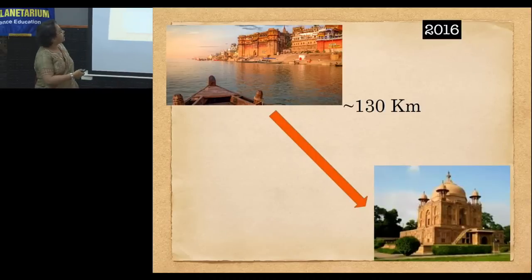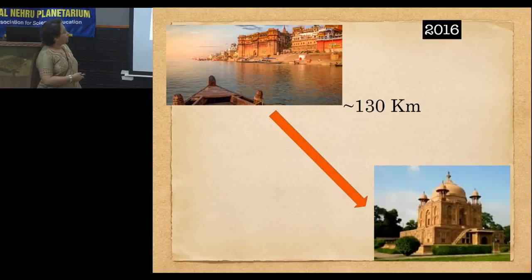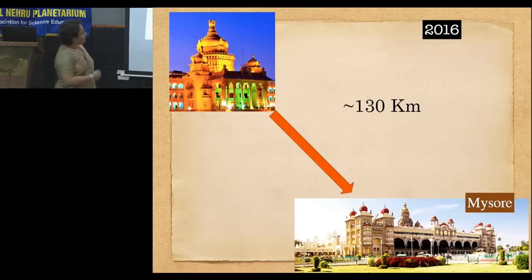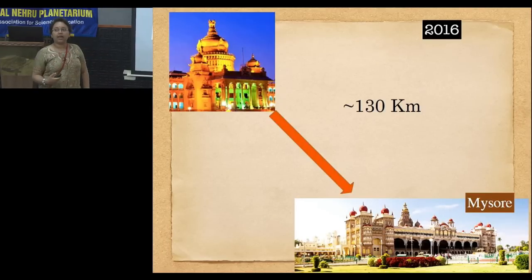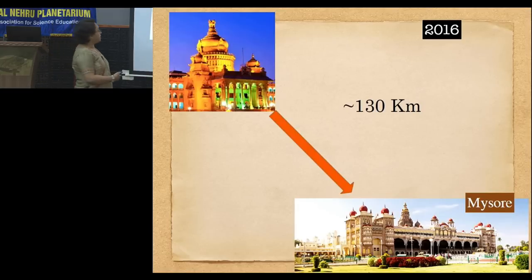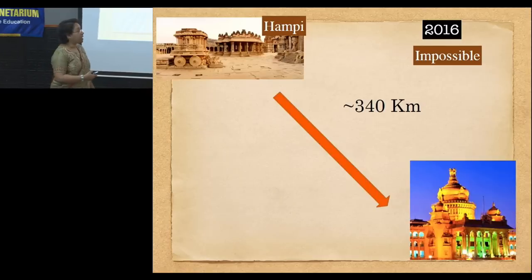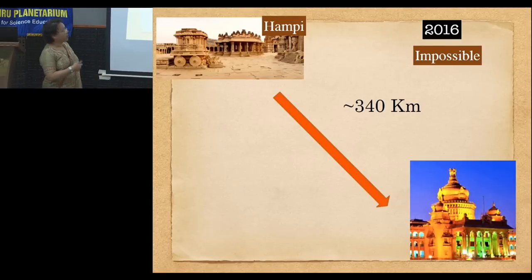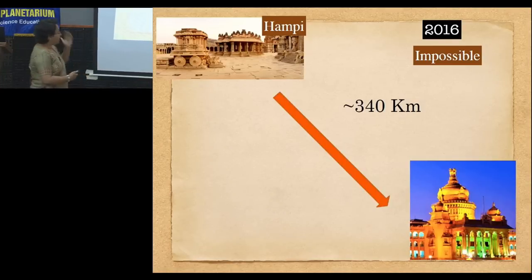If we now think about the Indian setup, between Allahabad and Varanasi is 130 kilometers, so you can prepare an entangled state. If you look at Bangalore and Mysore, it's also possible to create an entangled state as well as quantum teleportation. But at least in 2016, a few years back, it was impossible to do a teleportation experiment between Bangalore and Hampi, for example, which is around 350 kilometers away.